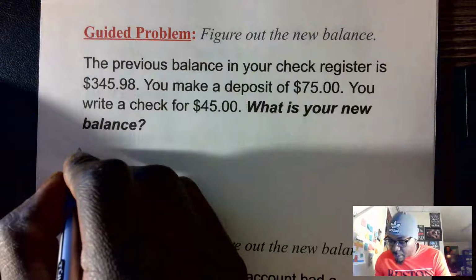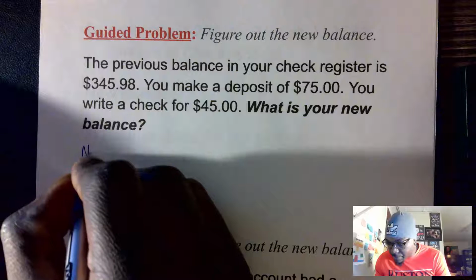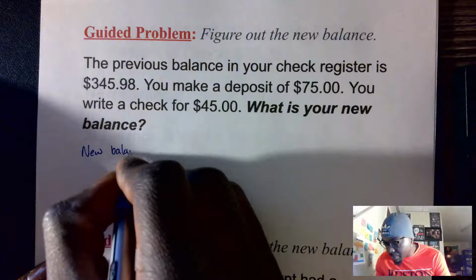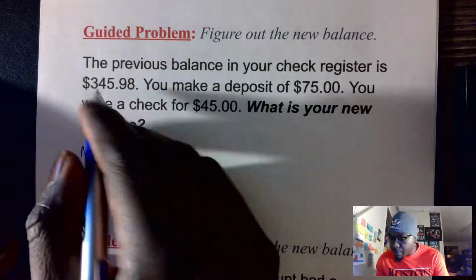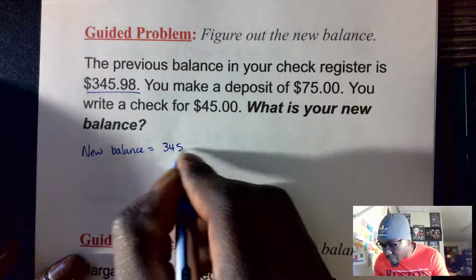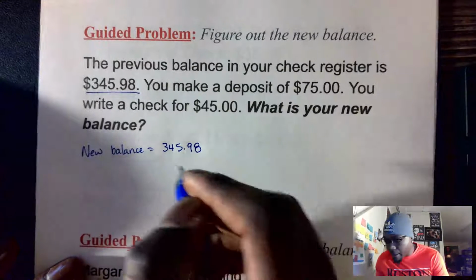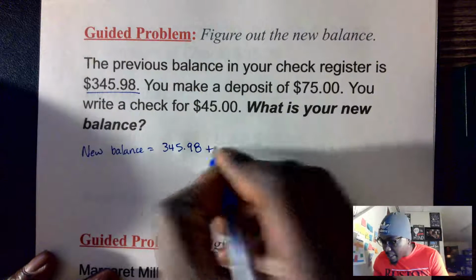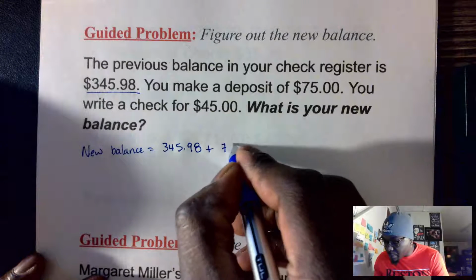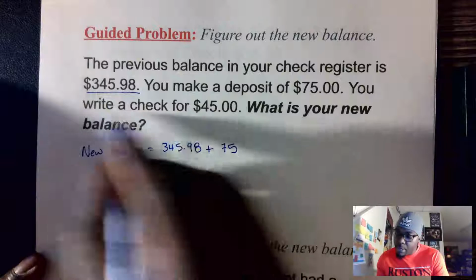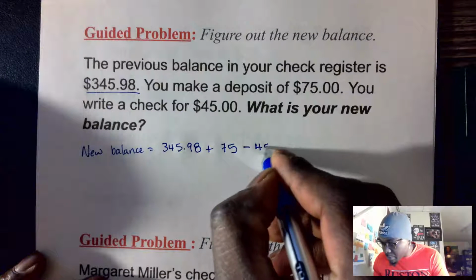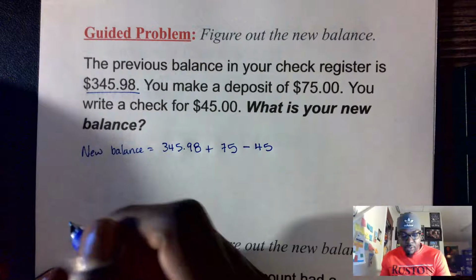My new balance is equal to my previous balance, which is 345.98, and I'm going to add my deposit to it. My deposit here is 75, and I'm going to subtract the amount that I wrote for the check. So I'm going to subtract 45, and this should give me my new balance.